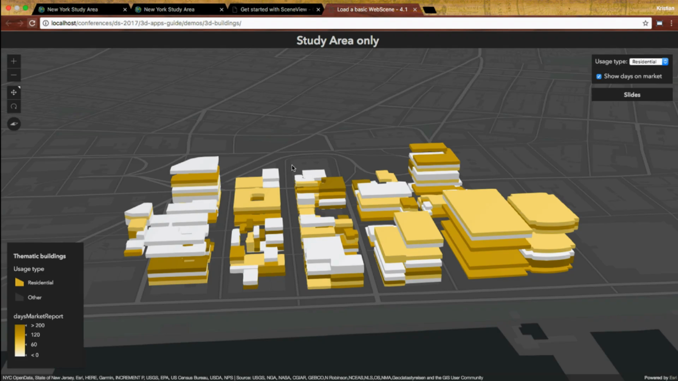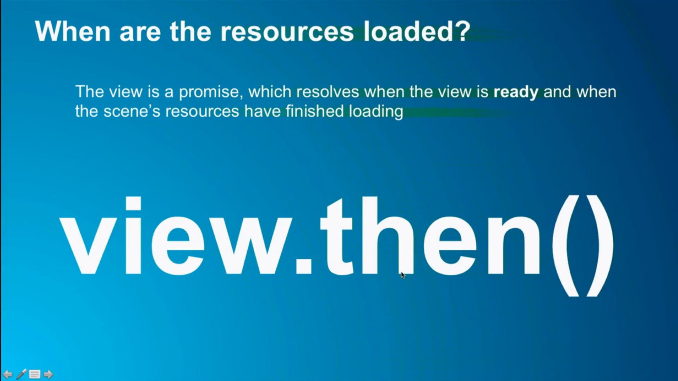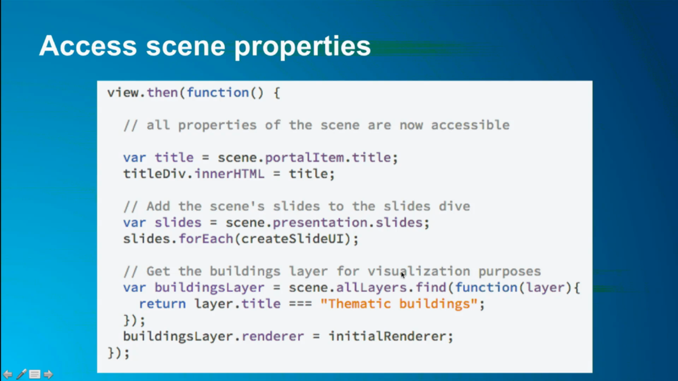So what does that look like in the code? So again, I called the view.then property, and now I can gain access to the properties of my item. So I have that title on the top of my UI, so I want to display the title of the web scene there, so I can just pull that from the portal item and display it there. Then I have access to the slides using the presentation property.